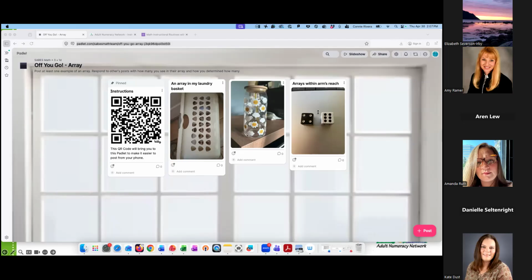So I'm screen sharing. Oh, and I was blocking the dice, but I see them now. There are possibly two arrays there, like an array of four or an array of six. But also maybe the dice themselves are an array of two. Does anybody want to hold something up to the camera and show us a physical thing?